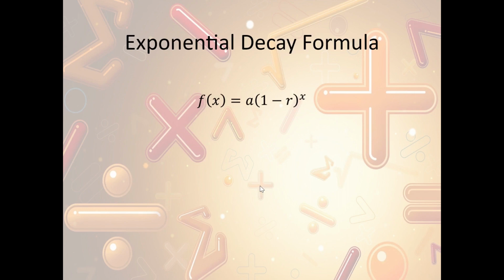Now, the exponential decay formula looks like this. F of x equals a times 1 minus r to the x. So it's the same as growth, except this is minus r instead of plus r. A is still the starting amount. That's how much we start with.